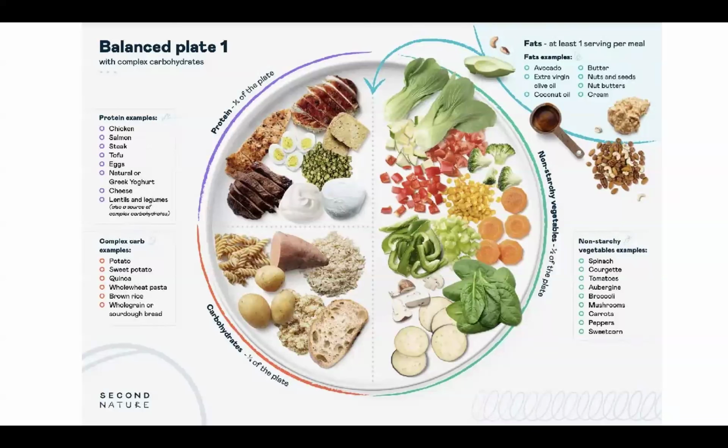So this is a balanced plate for low carbohydrate. As you can see on the right side, again there are fruits and vegetables, non-starchy vegetables, the emphasis on that. And then we have one fourth of the plate for carbohydrates, and protein is in one fourth of the plate. And for the carbohydrates, these are the complex carbohydrates like potato, sweet potato, quinoa, whole wheat pasta, brown rice, whole grain, or sourdough bread. And for non-starchy vegetables, we have spinach, courgette, tomatoes, aubergine, broccoli, mushrooms, carrot, peppers, and so on.